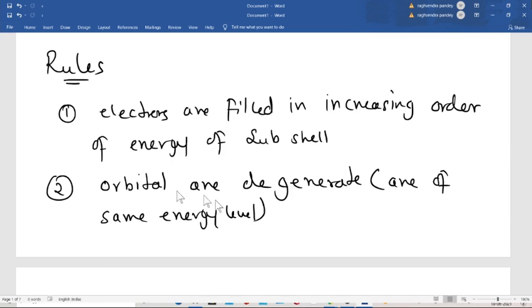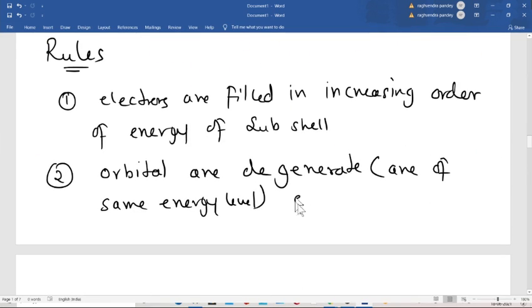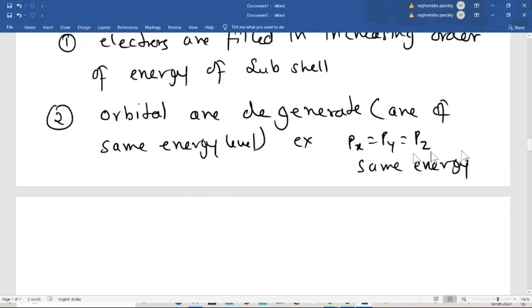Okay, so you can take any orbital. If it comes to orbital, you can take any. Px, Py, Pz are of same energy. Let's take an example: Px energy is equal to Py energy is equal to Pz energy. They are the same energy, which means they are degenerate. Same with the d: all five d orbitals are of same energy.